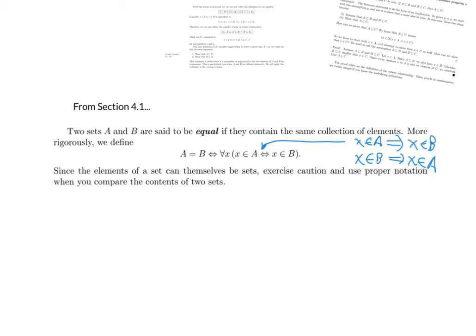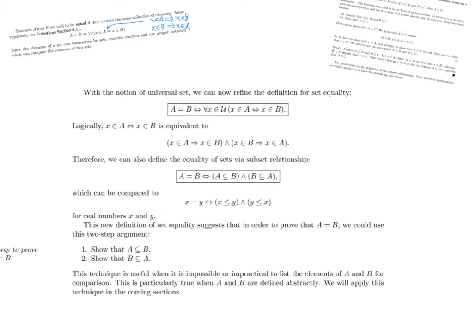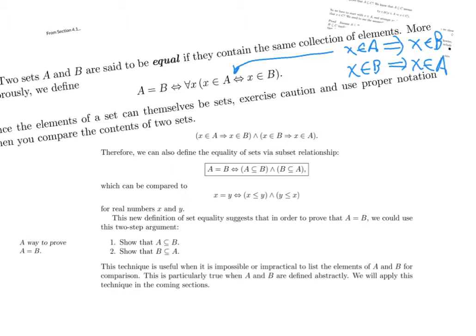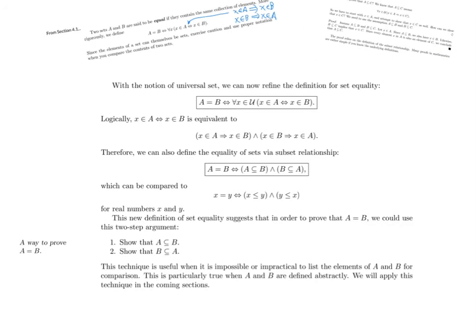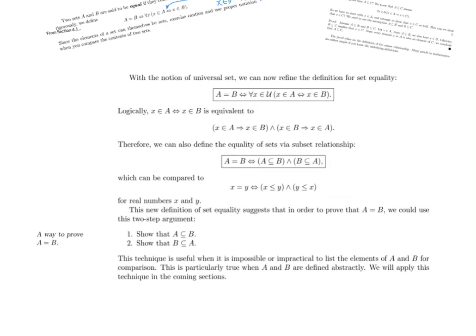Remember that the elements of a set could actually be sets themselves, so make sure you use proper notation when keeping track of all of this. This is back in 4.1, what we talked about in class yesterday. You might notice that in this definition, there is no universal set mentioned, but it was loosely, informally implied that we were talking about a universal set in the background. And we may have even mentioned that in class.